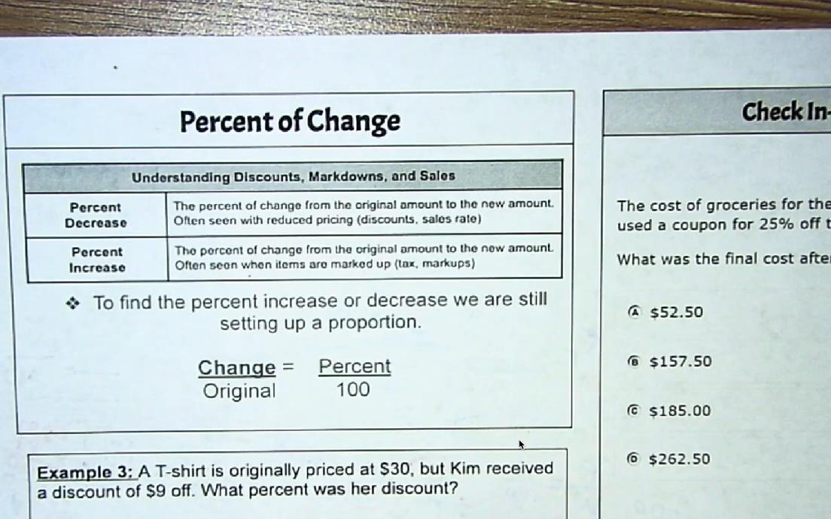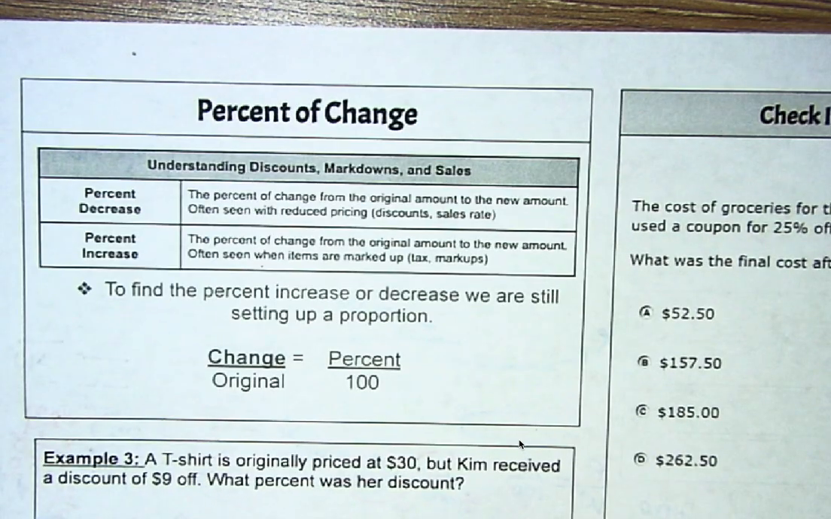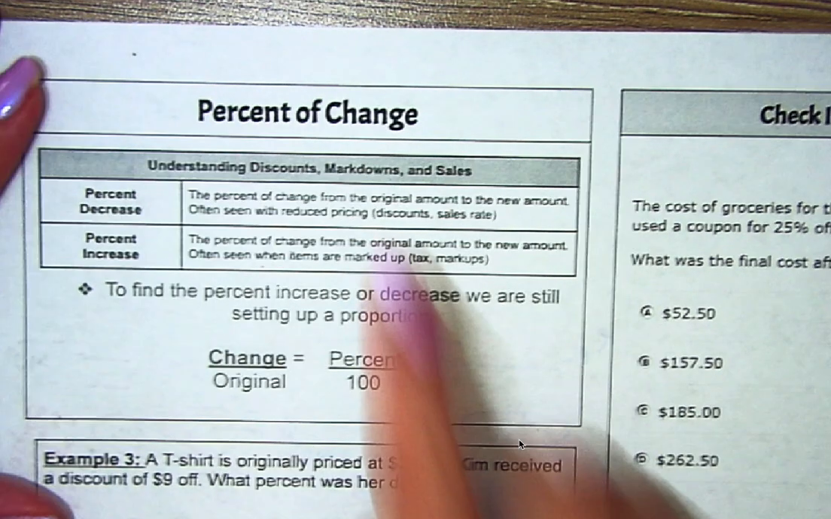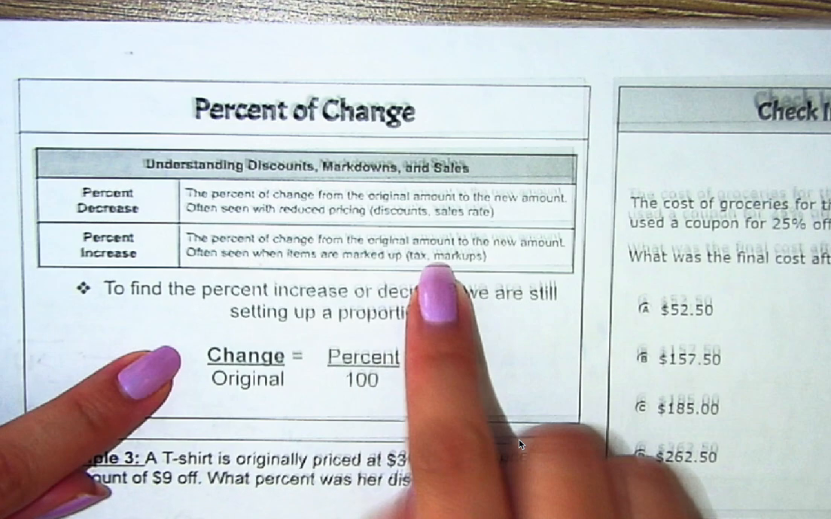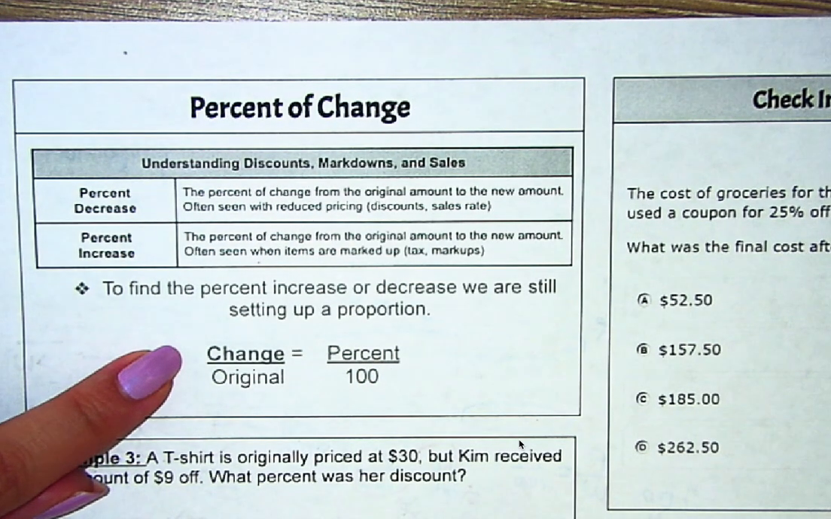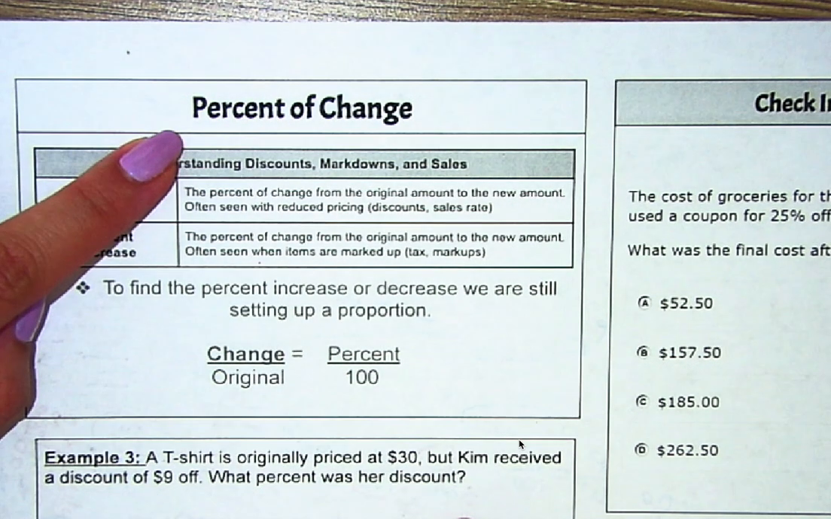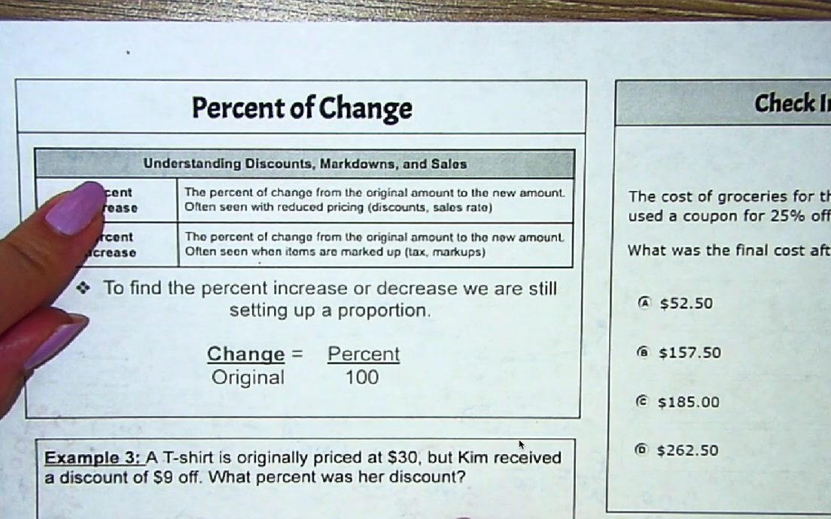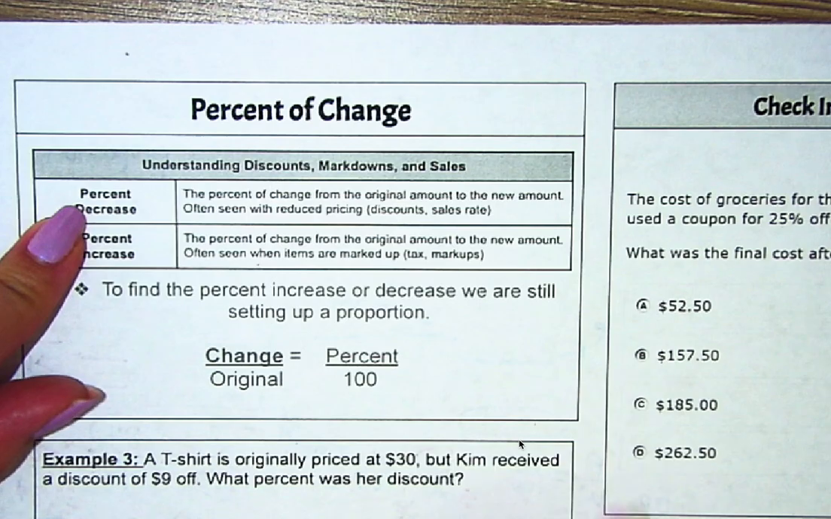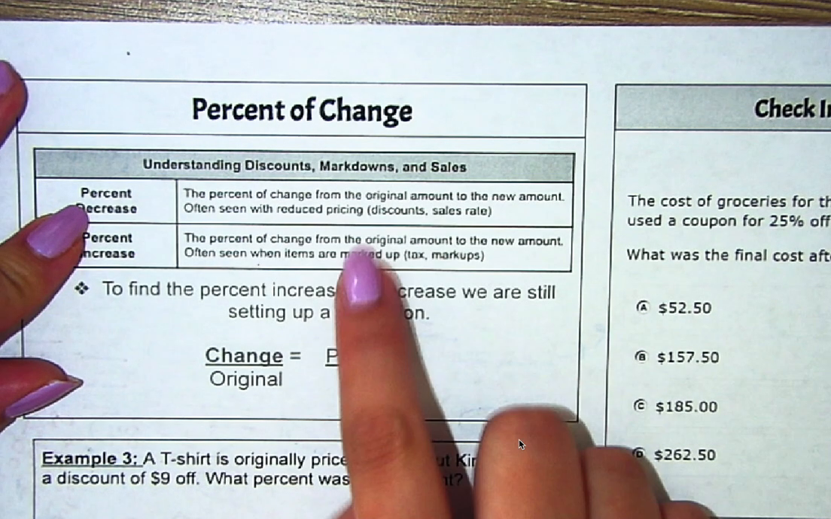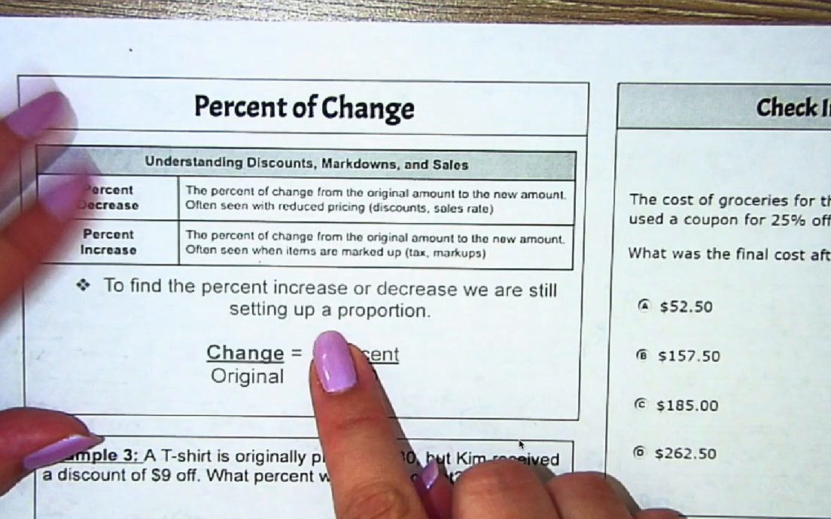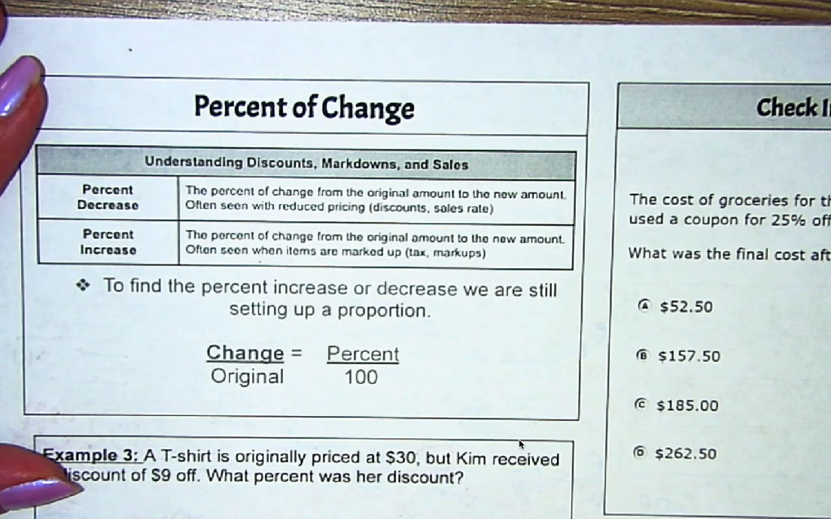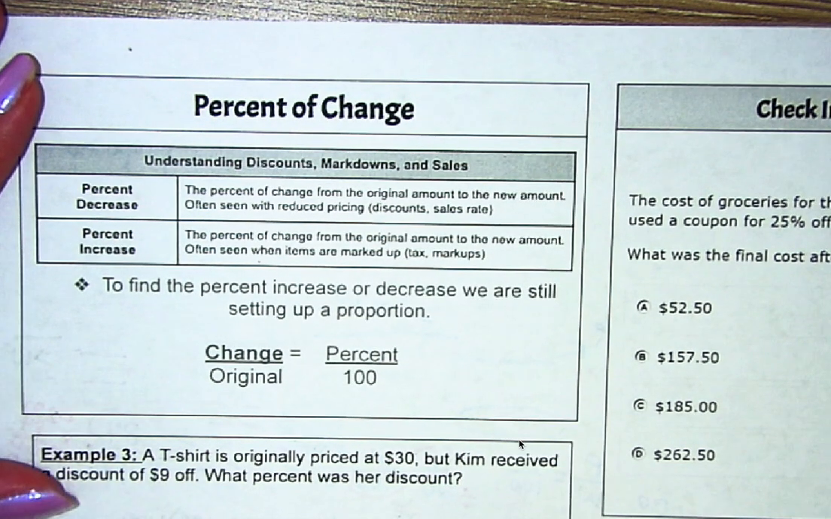Okay, this one's a little different. We still are setting up a proportion, but you're going to have some key words here that you're going to use to fill in your proportion this time. So this is called a percent of change. So sometimes when you go to the store, you see markdowns, you see discounts, you see sales, where you're going to be able to find the percent increase or decrease by setting up this certain proportion.